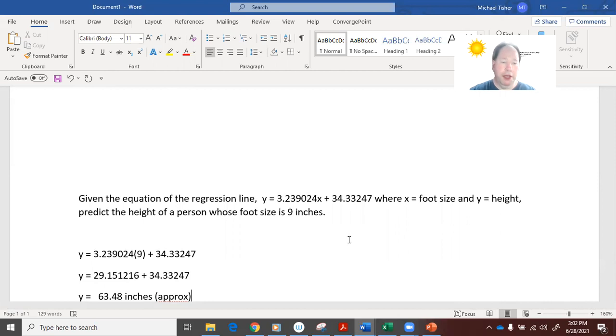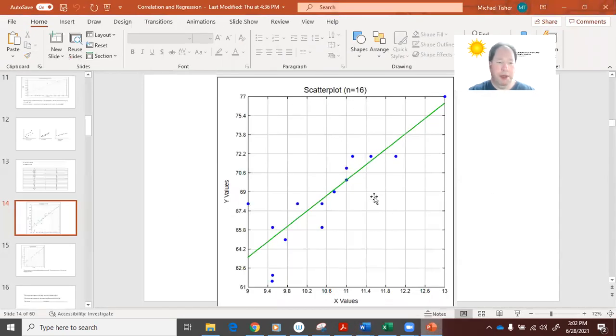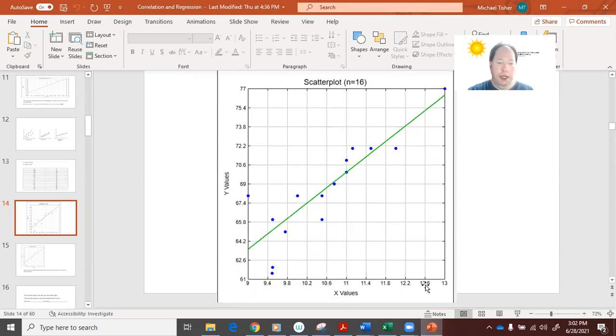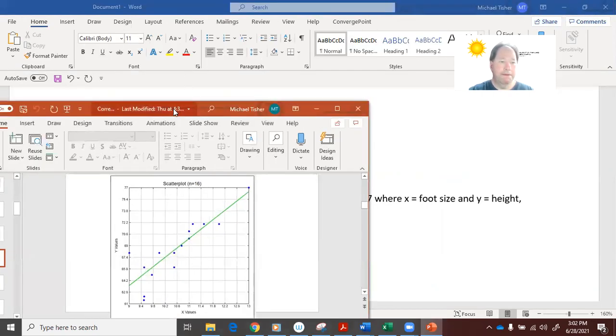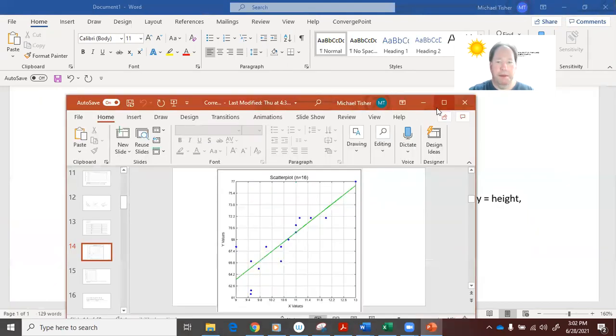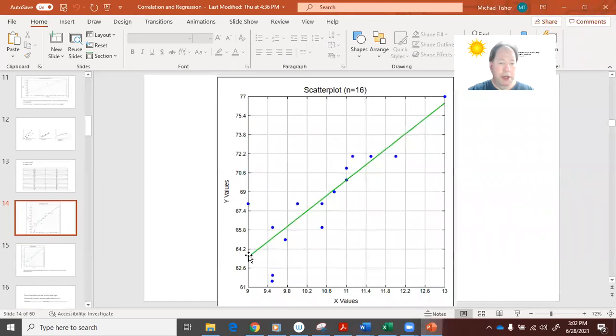Before we do that though, let's take a look at the scatter plot that we did in a previous video. Here it is right here. For 9 inches, what we actually did was calculate the point on the regression line right there. For 9, what did we get again? For 9 we got 63.48. And so this point right here where the cursor is is about 63.48.